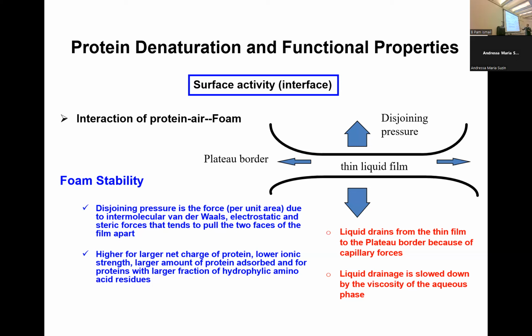So if you have a good concentration of protein that is soluble, not aggregated and precipitated, soluble protein in the continuous phase, that will add viscosity and enhance foam stability.